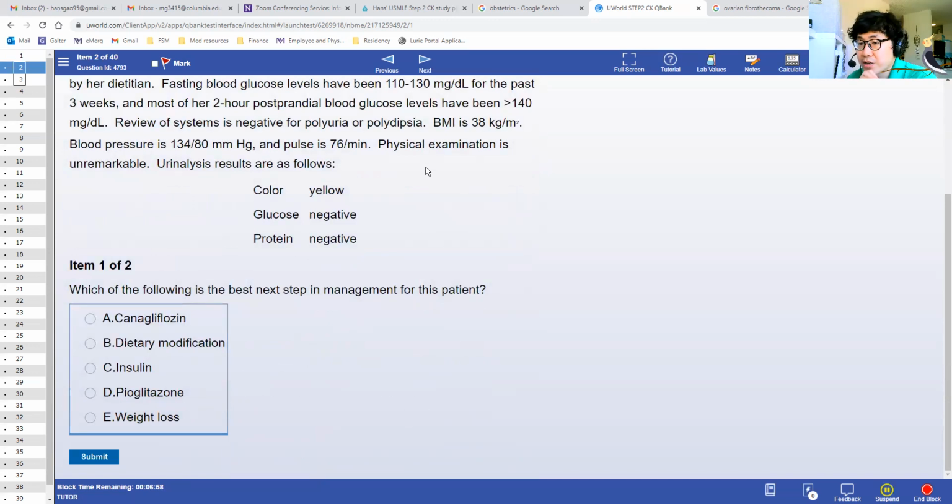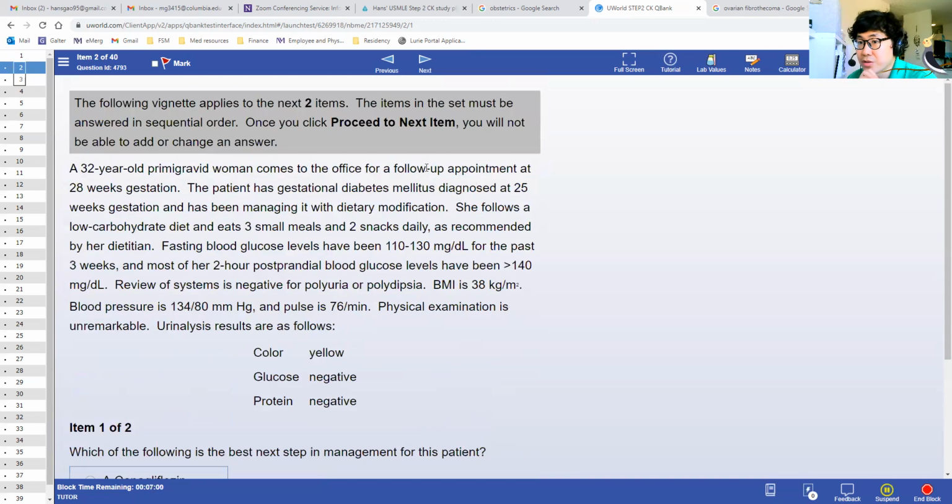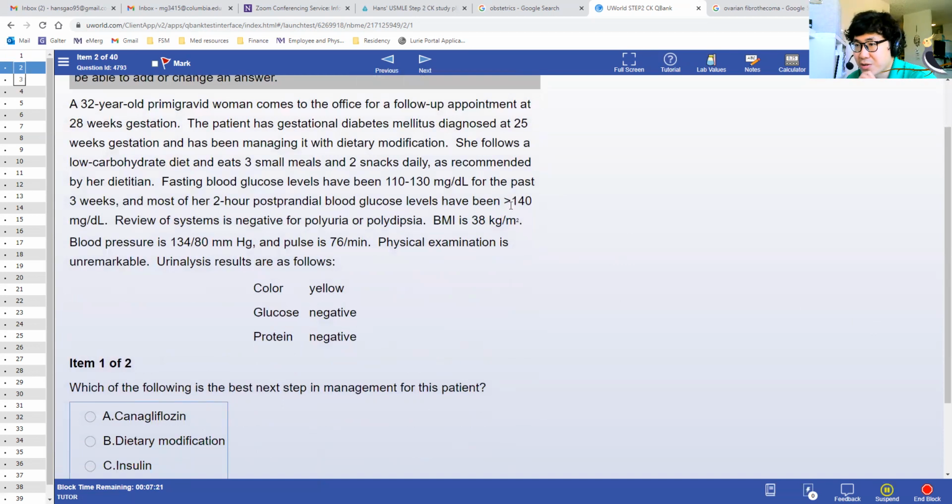All right, next step in management. So this is a management question. 32-year-old gravid woman, follow up at 28 weeks, so at the very end of the second trimester. No gestational diabetes, perfect. I was just going to ask about that. Dietary modification, okay, low carb diet, 3 small meals, 2 snacks. Okay, that's good. Fasting glucose levels, not great, but I guess tolerable. Most of her 2-hour postprandial blood glucose levels are above 140. Okay, so we might have to go up.